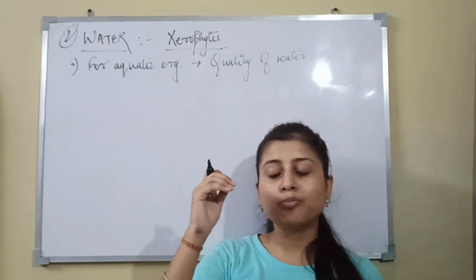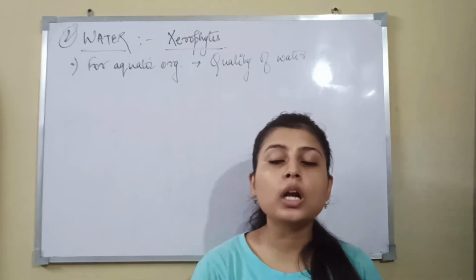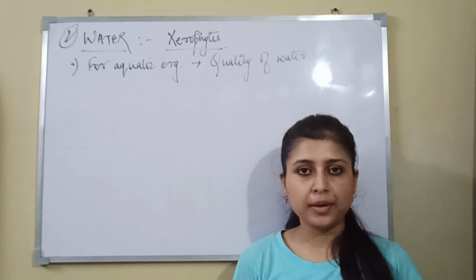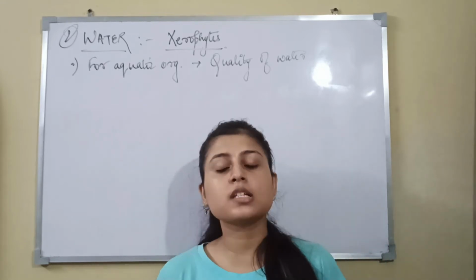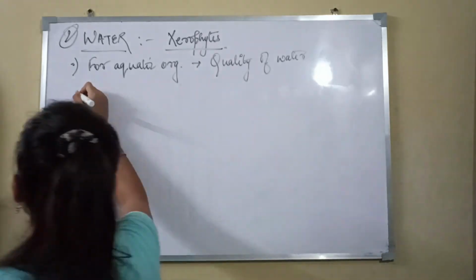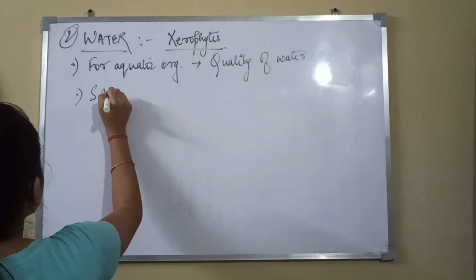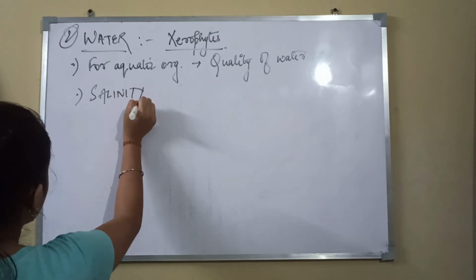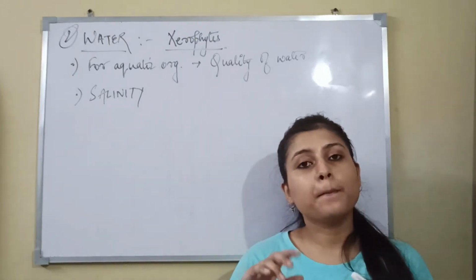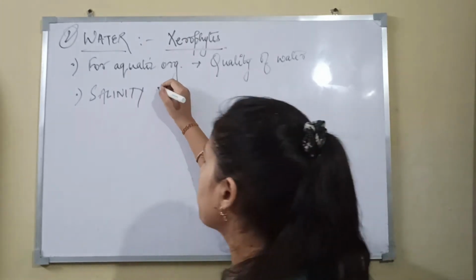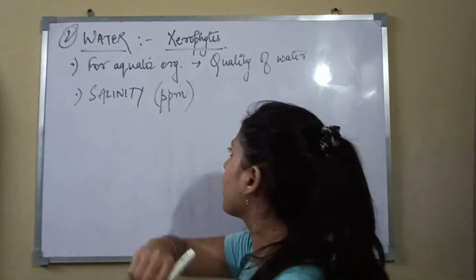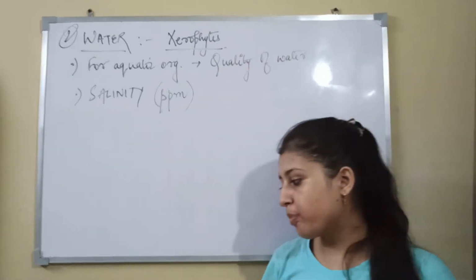Otherwise, we are more concerned with the salt conditions in water, which normally affect the particular habitat or the organisms living in that habitat. That means we should measure the salinity, which is actually the salt conditions. So we measure salinity in terms of parts per million, ppm.